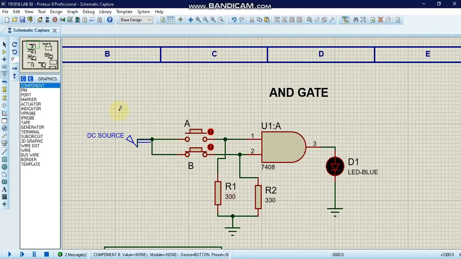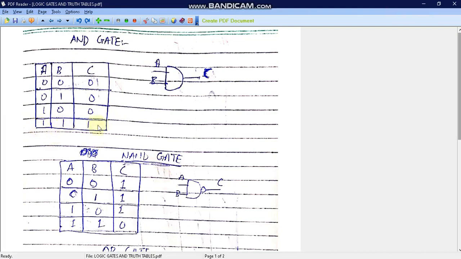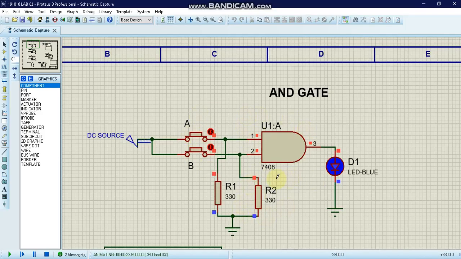And now let's see the simulation of our AND gate. Now we see that both of our inputs are 0 0, or both are low, so our LED is off. This means 0 and 0 gives us an output of 0. If we give one input high, the result is still the same. But now let's see when we give both of our inputs high. The LED is on. As we can see in this truth table, 1 and 1 gives us the output of 1. That's how our AND gate works.